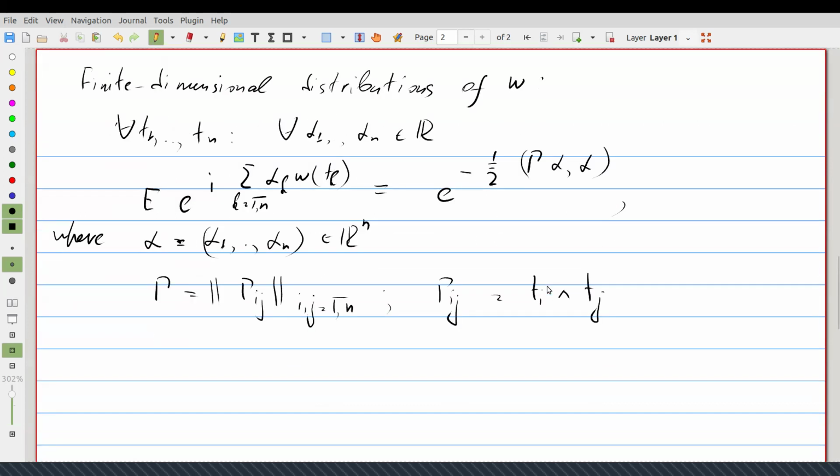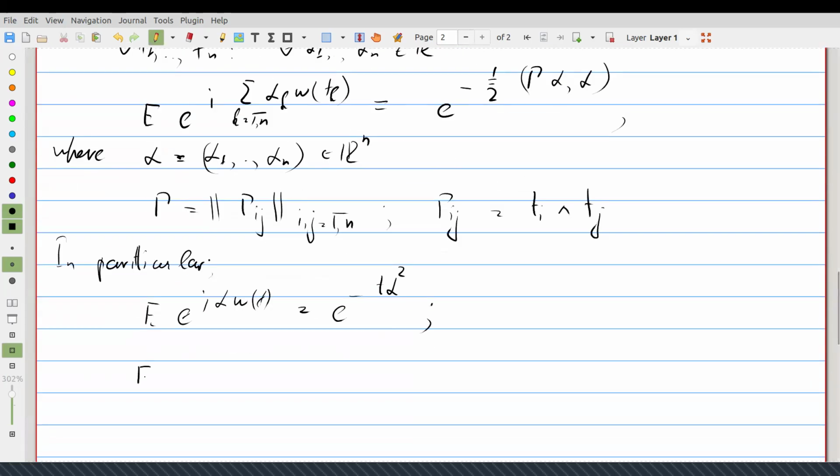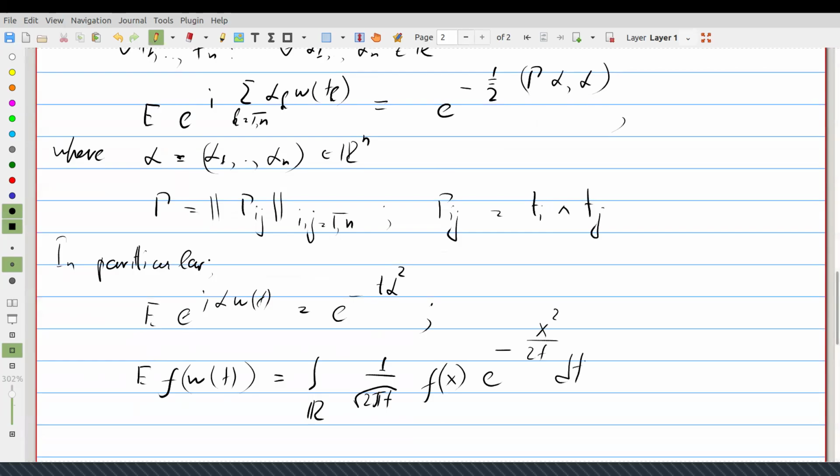I will write it just to remind you quickly that in particular the mathematical expectation of e^{iαW_t} is just e^{-t α²/2}, and that means that we can calculate any expectation of any functional of one-dimensional Brownian motion, or Wiener process, by just integrating over the Gaussian density dx. So this is a very quick reminder of what a Wiener process is.